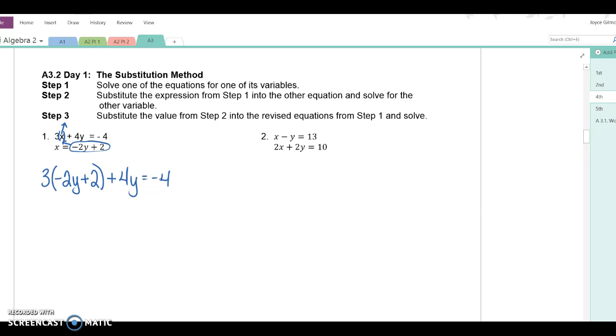We are taking one x out and substituting the other x in its place. The other x is equivalent to negative 2y plus 2. So we're going to put negative 2y plus 2 in place of the x. How would you solve this from this point on?